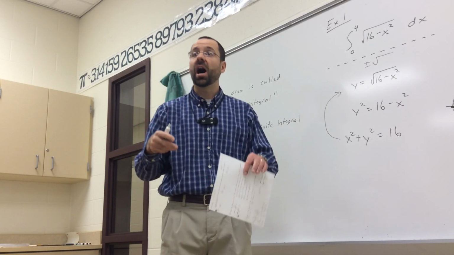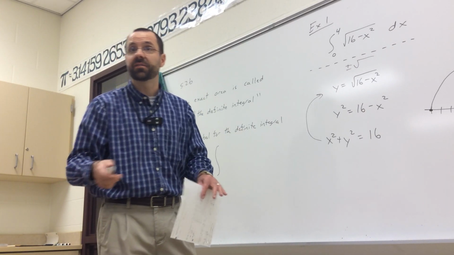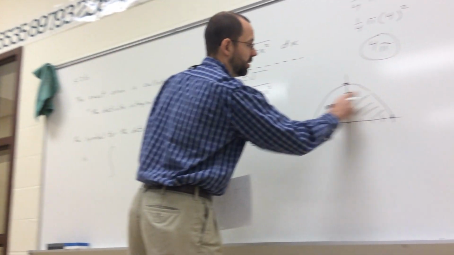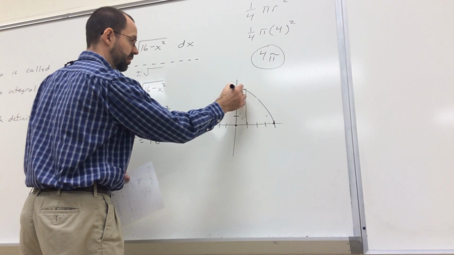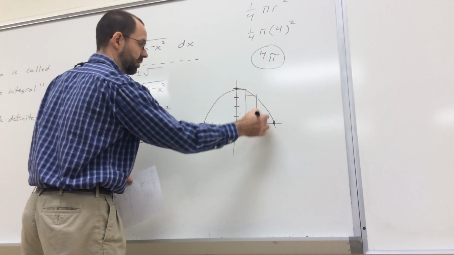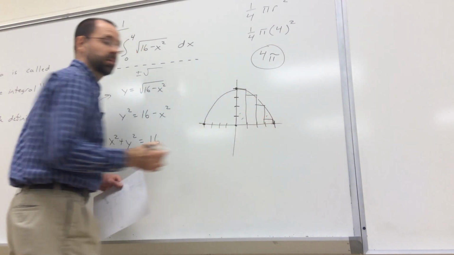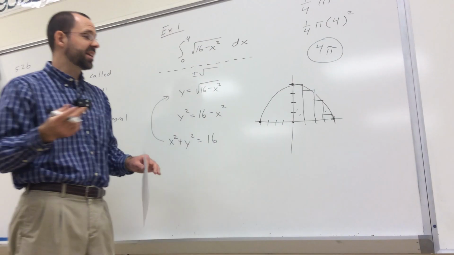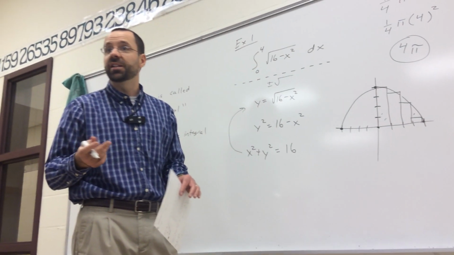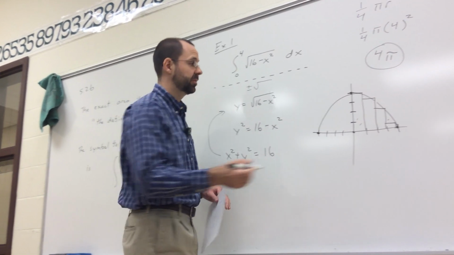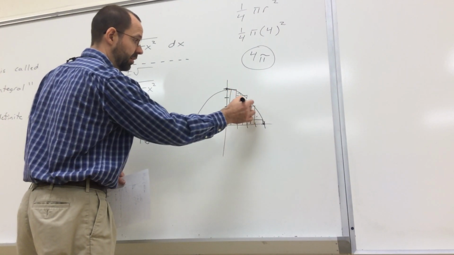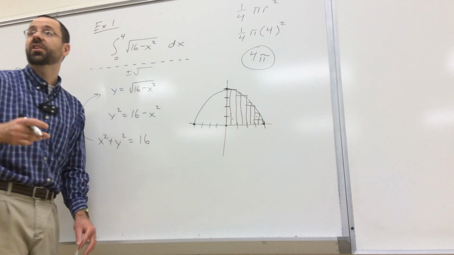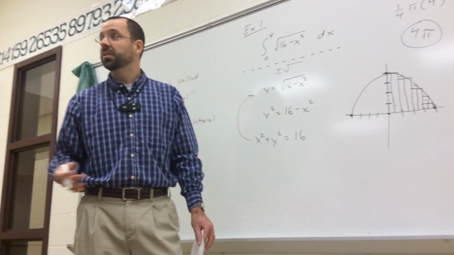Okay, now I could have done this instead to find the exact area. I could have done 4 rectangles. And then I could have said, hey, that's not very good. And so then I could have done 8 rectangles. And that would have been better, right? And then I could have done 16 rectangles, and et cetera, et cetera.